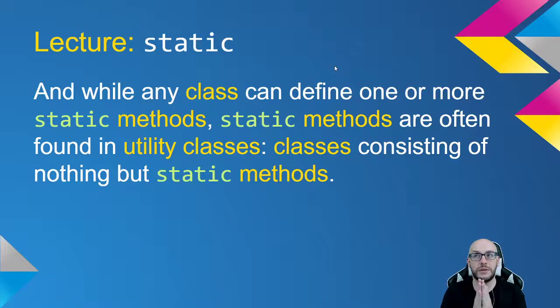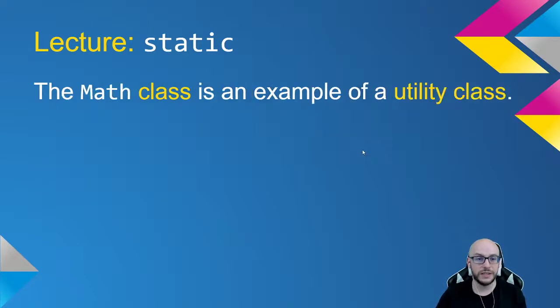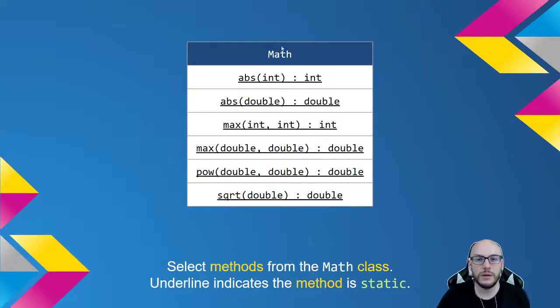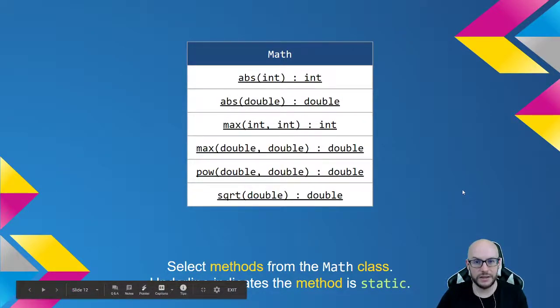I want you to think for a moment. We actually know at least one, maybe more, utility classes. And all of this is about to make sense the moment you realize that the Math class is an example of a utility class. Here are some Math methods: absolute value, max, pow, how we do exponents, and sqrt. All of these are static.